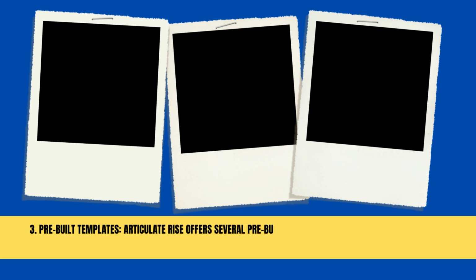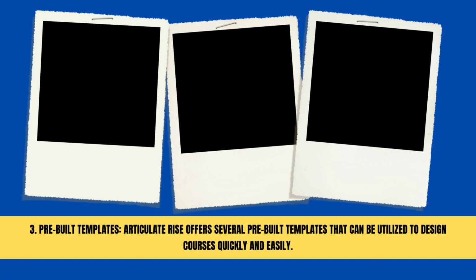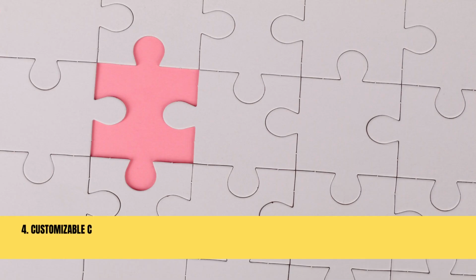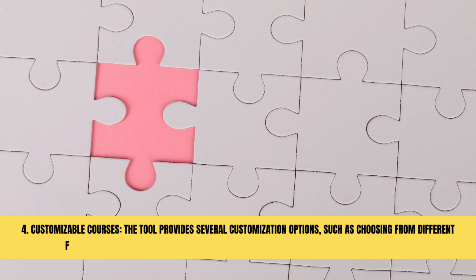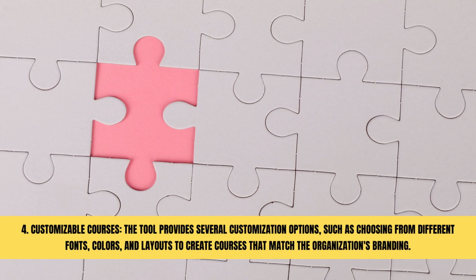Articulate Rise offers several pre-built templates that can be utilized to design courses quickly and easily. 4. Customizable courses. The tool provides several customization options, such as choosing from different fonts, colors, and layouts to create courses that match the organization's branding.